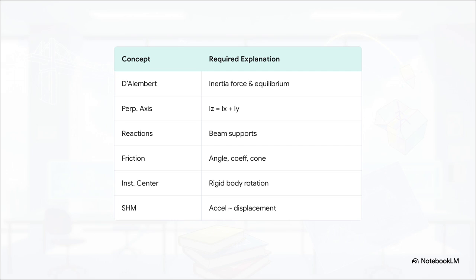You absolutely need to be able to concisely define D'Alembert's principle, write out the formula for the perpendicular axis theorem, and explain friction parameters like the angle and cone of friction. Honestly, take a mental snapshot of this list right now. Nailing these definitions is your fastest route to building a really solid safety net of marks.